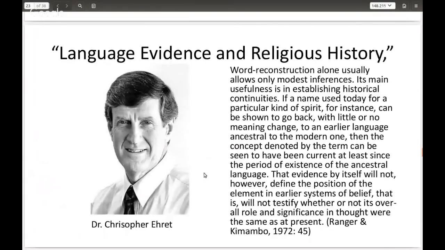So now in history. Remember, Christopher Ehret is a PhD in history, but he is more known as a linguist to a lot of folks. But in an article, Language Evidence of Religious History, Dr. Christopher Ehret wrote these words: "Word reconstruction alone usually allows only modest inferences. Its main usefulness is in establishing historical continuities." That's going to be the key there, the establishment of historical continuities.